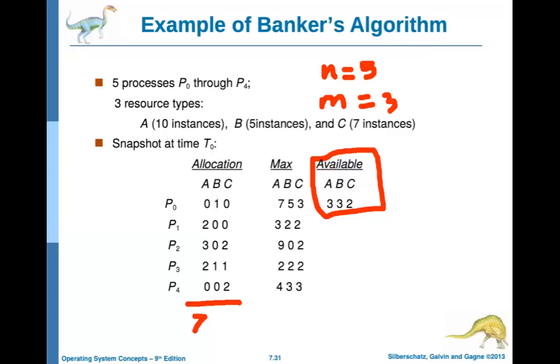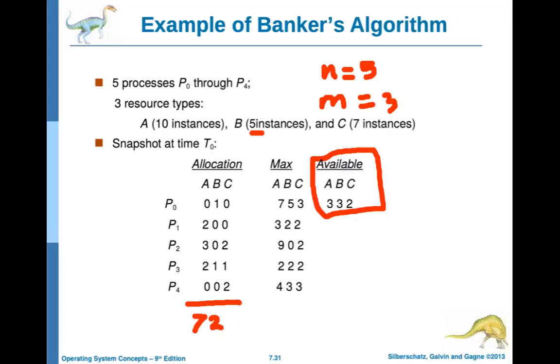Now look at the second, B. 2 resources are allocated. Which resource? Resource type B. One is allocated to P0 and one is allocated to P3. So 2 are allocated, 3 are available here. 3 plus 2 gives me 5, total 5.